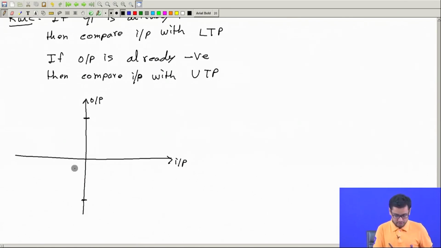Okay, so now let us see how the output will change if we change the input. Say the input is changing like a sine wave, or maybe a triangular wave.